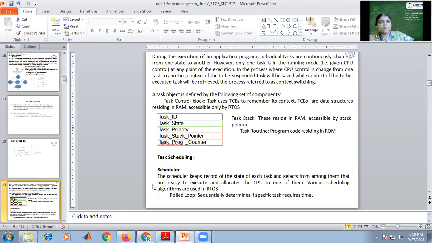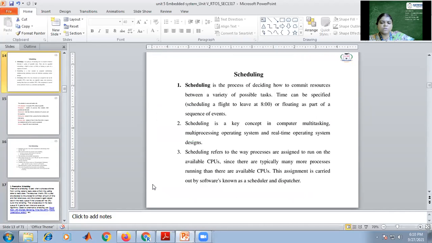Say in our university, somebody will be there to prepare the timetable. But who is going to do the invigilation? The corresponding faculty. Likewise, the dispatcher will keep track of the scheduled tasks and allocate the CPU to the task as per the schedule. So scheduling is very important because it is the one which decides how to allocate the CPU to a particular task.